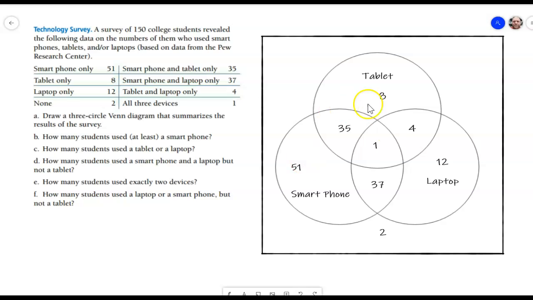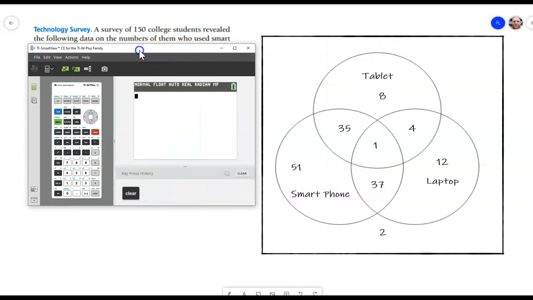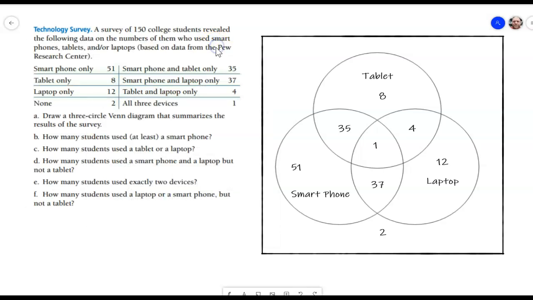So all of these numbers should add up to 150. So that's what I'm going to go ahead and do and check now. All right. So 51 plus 37 plus 1 plus 4 plus 12 plus 35 plus 8 plus 2 is sure enough 150. So this looks good here. All right, now let's go ahead and answer these questions.